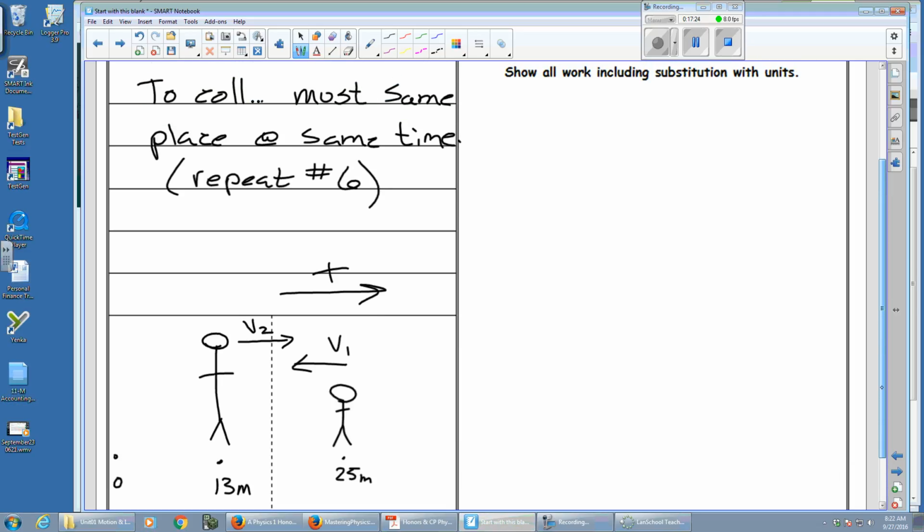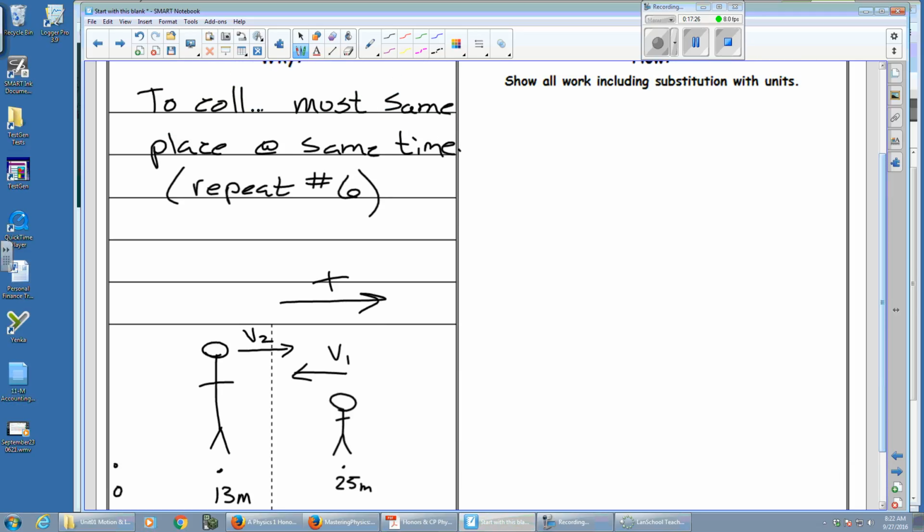Now I'm going to use my exact same equation again, the one I just used last time. So writing it in generic terms.